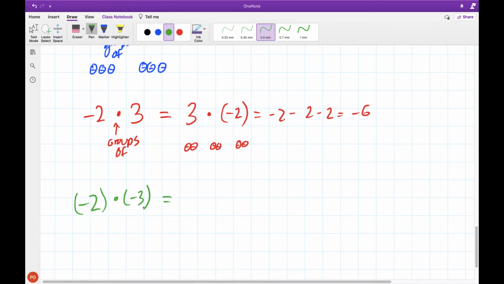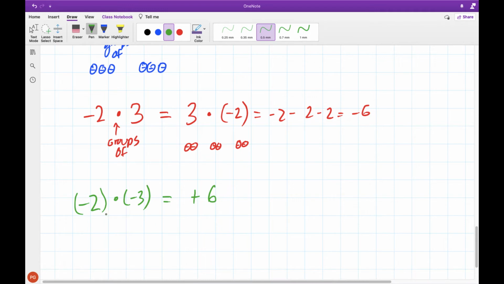What about negative 2 times negative 3? So now we have negative 2 groups of negative 3. That seems really weird, and unfortunately we can't use the trick we used last time because both of them are negative. So no matter which one's first, it's still kind of hard to understand. Now, as it turns out, this is going to give us positive 6.